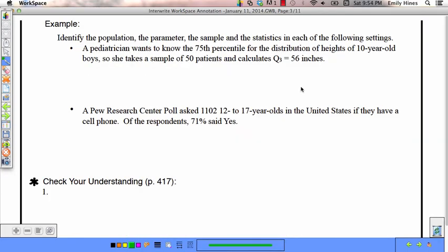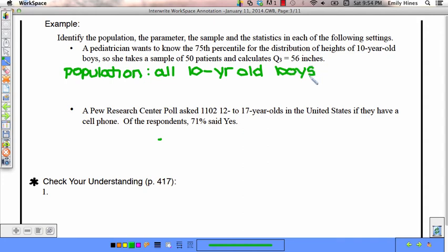So let's look at this example. It wants us to identify the population, the parameter, the sample, and the statistic in each setting. A pediatrician wants to know the 75th percentile for the distribution of heights of 10-year-old boys. So she takes a sample of 50 patients and calculates the third quartile of 56 inches. Our population would be all 10-year-old boys, because that is who she's interested in knowing information about. That's how you determine your population. Who are you interested in knowing information about?